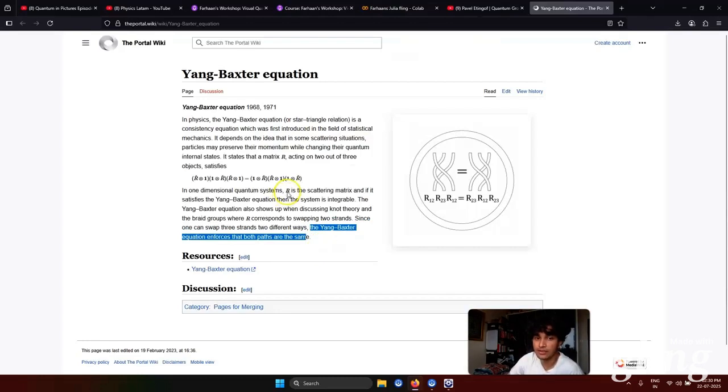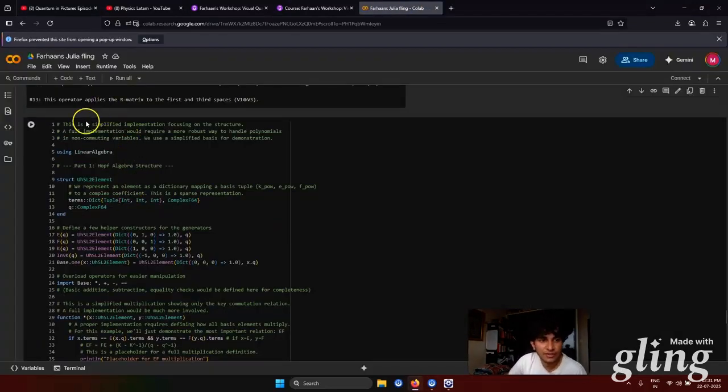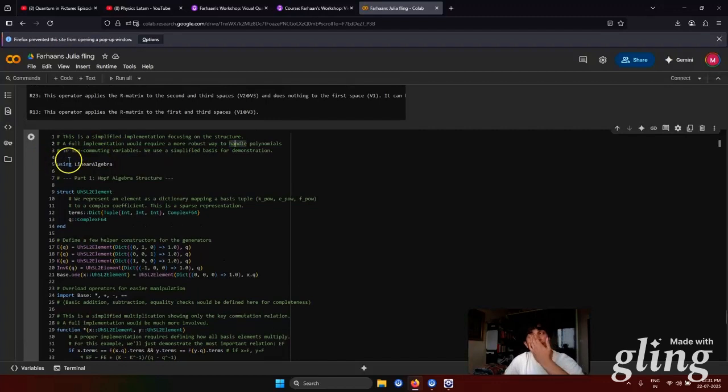Okay, so with that in mind, over here it is given as the scattering matrix, which is the R matrix that we were talking about, our representation matrix, right? Let's close this as well. So this is a simplified implementation structure. We will be using our linear algebra library. First structure: this is to define tensor products and so on, makes it easy.